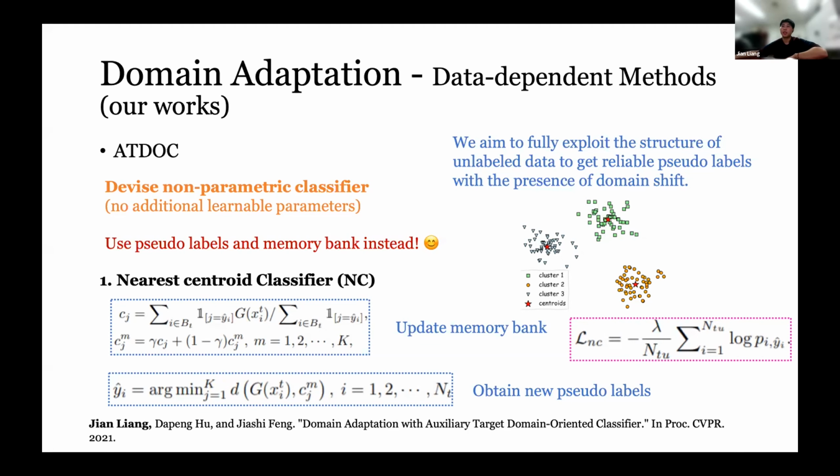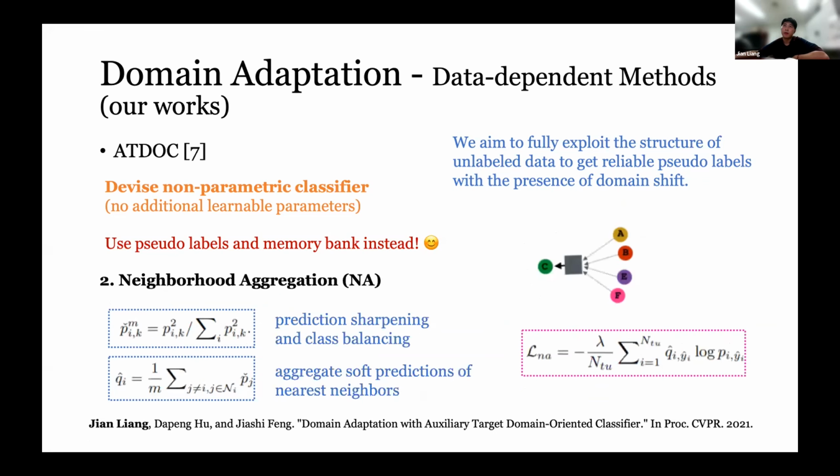Once we have the pseudo labels, we can easily use the cross entropy loss here, like the loss NC on the right. Okay, this is the first solution. So in the next page, we provide another solution.